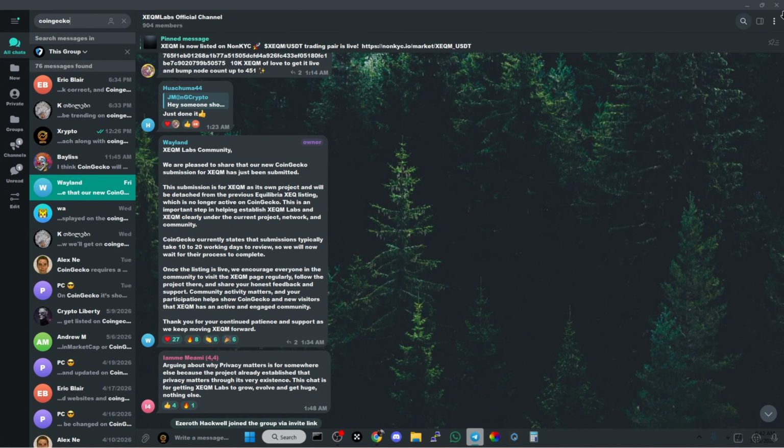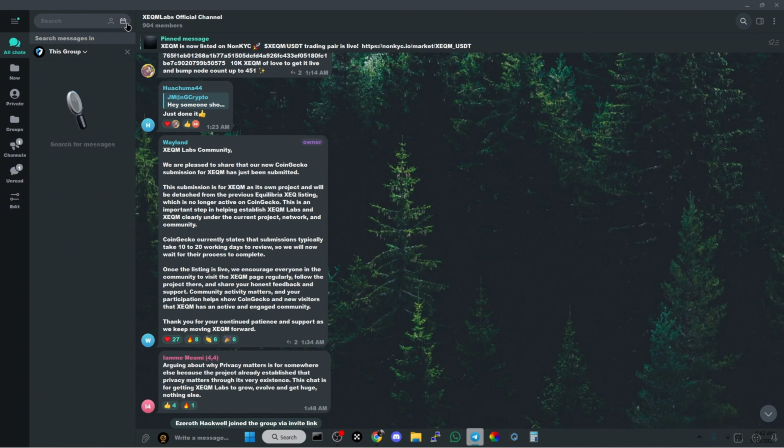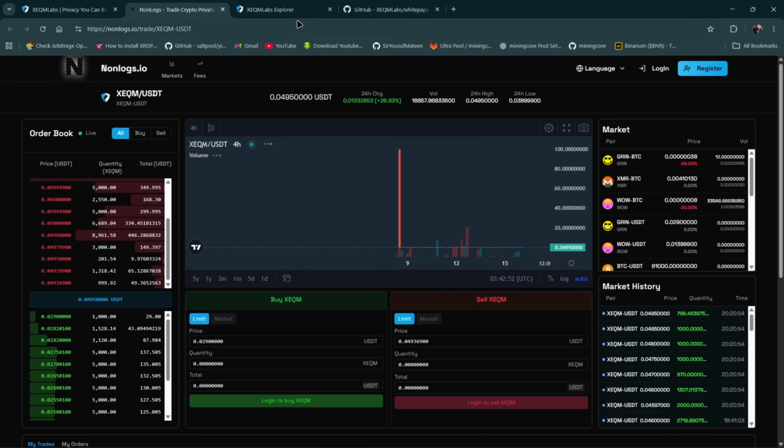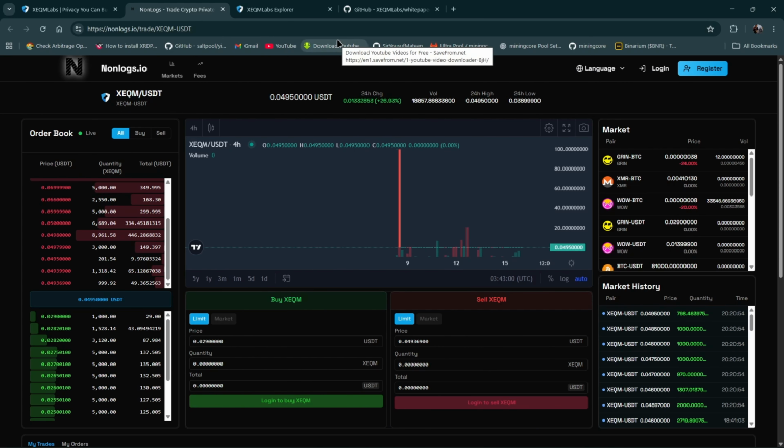So hopefully there will also be the CoinGecko integration, as the previous coin is now no more there, and it has transitioned into XEQM Labs. Here we see a link to the NonKYC exchange, which I didn't use before joining this project, but this exchange didn't prove to be bad. It's a very good exchange. It's actually nice.